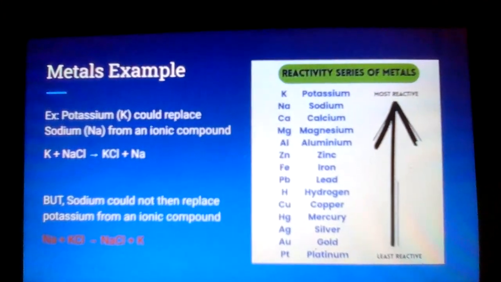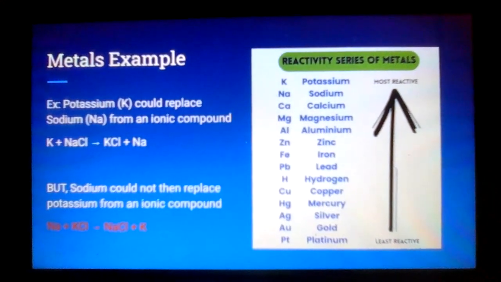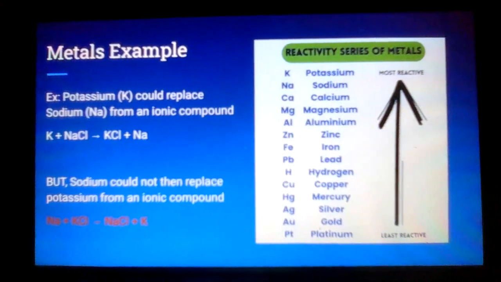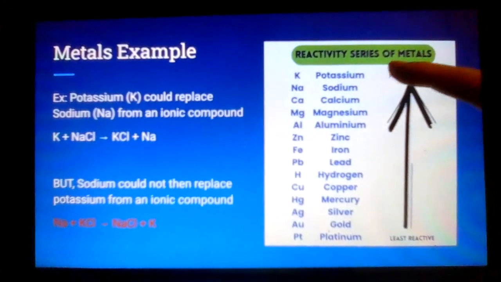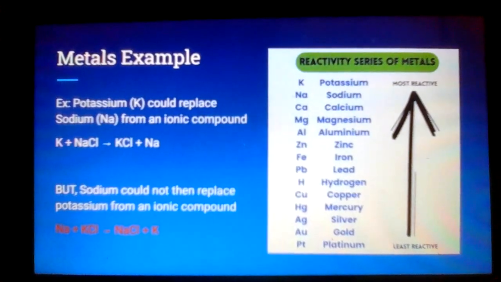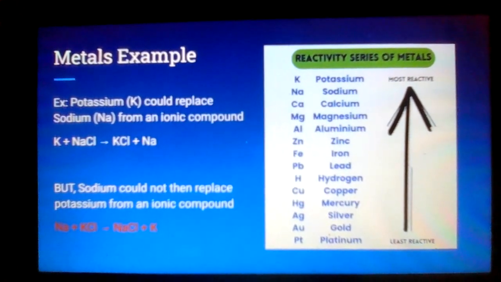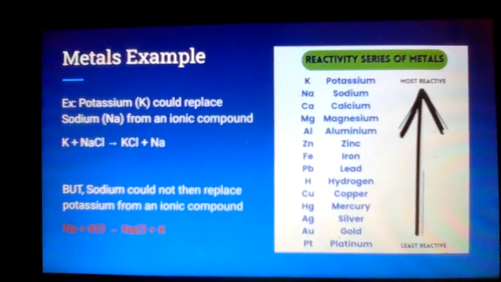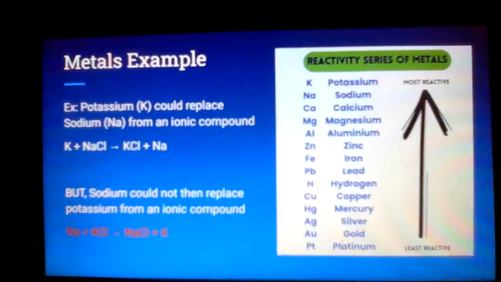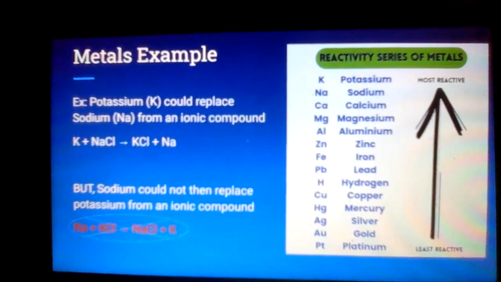Metals example. Here's the blown up version of the reactivity series of the metals. Potassium, K, could replace sodium, Na, from an ionic compound, since, as you can see, potassium is more reactive than sodium. Potassium plus sodium chloride produces potassium chloride and sodium. But sodium could not then replace potassium from an ionic compound, since sodium is less reactive than potassium. It does not work.